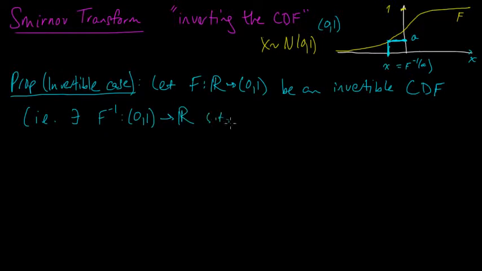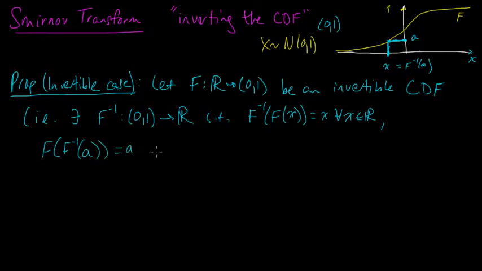So invertible meaning here, i.e., that there exists some function F inverse from this open interval 0, 1 to the real numbers, such that F inverse of F of x equals x for any real x, and also F of F inverse of a equals a for any number a in the interval from 0 to 1. So that's what this means, of course.